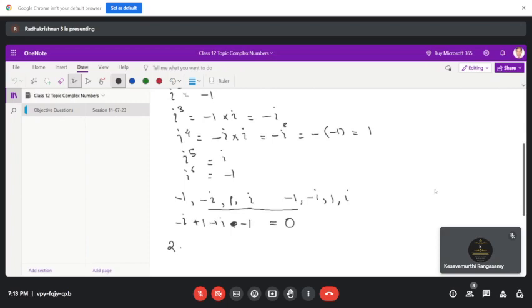So let's look at the second problem. The value of the sum from n equal to 1 to 13 of i power n plus i power n minus 1. That's all the problem is.